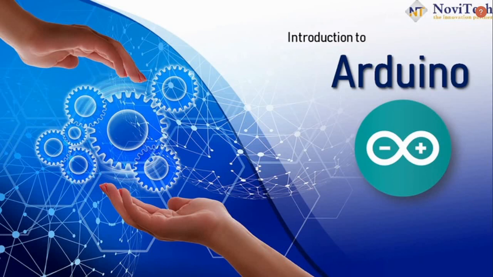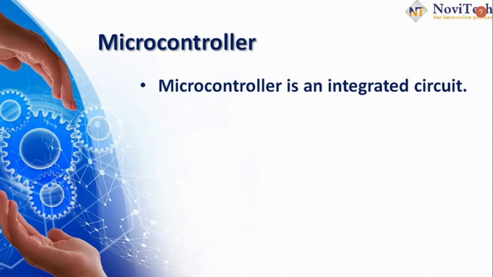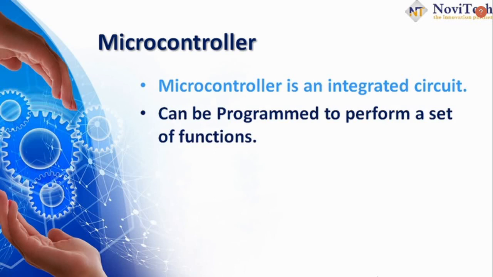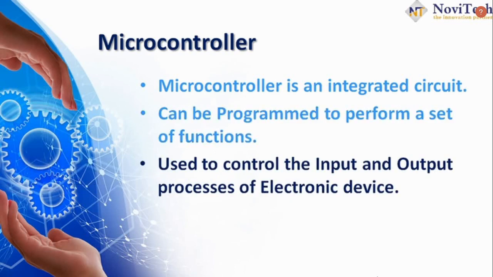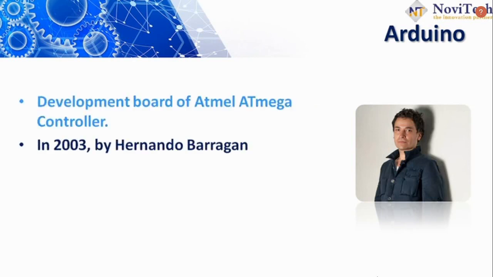Arduino, what is Arduino? Arduino is a microcontroller. What does microcontroller mean? It means it is a small device used only for a single purpose, and it also authorizes to control the output and input processes. So, it is an integrated circuit. It has well situated software so it can be programmed to perform a set of functions. Next, Arduino is the development board of ATmega controller. Basically, it was invented by Hernando Barragan in the year 2003.